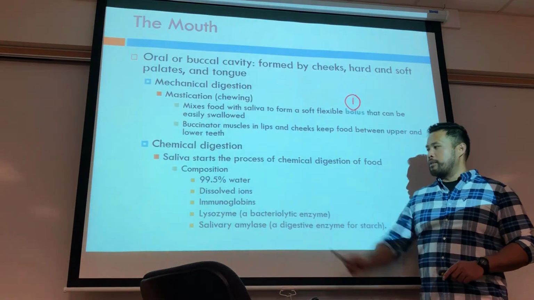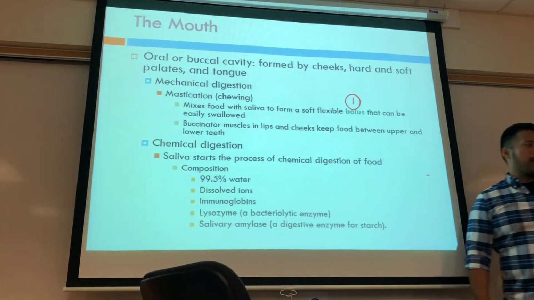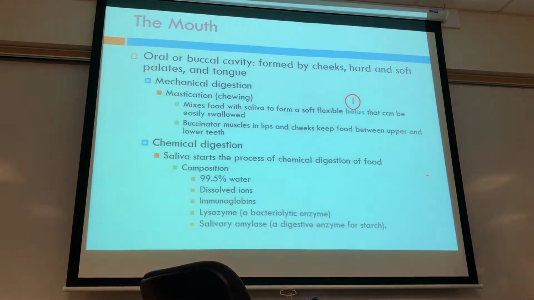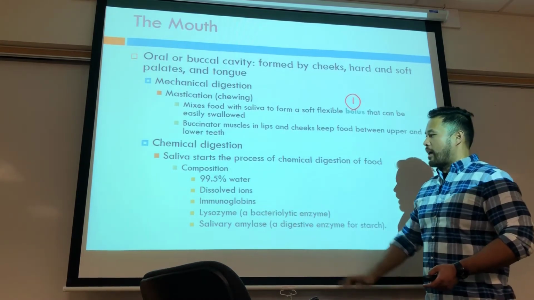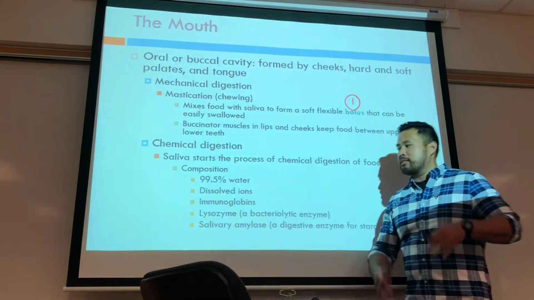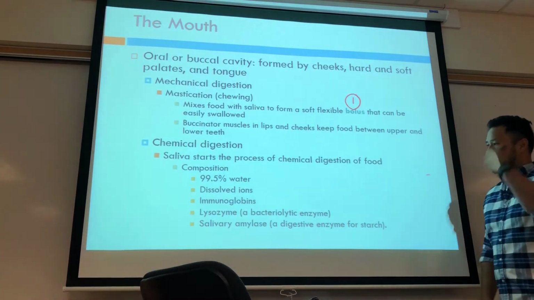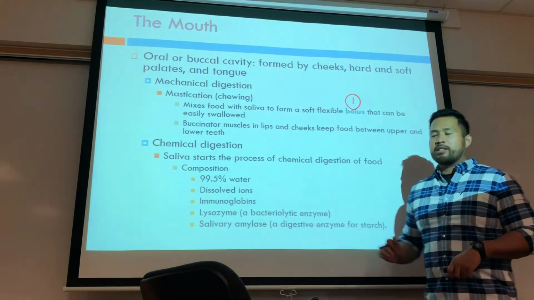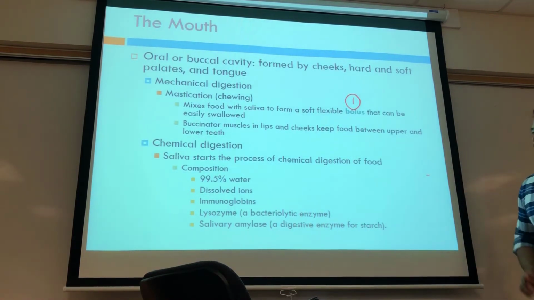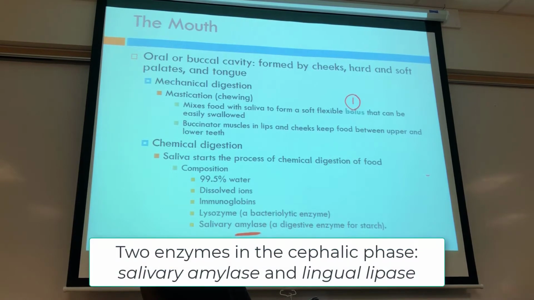Immunoglobulins are all involved in the immune system. These help prevent any viruses or bacteria that come in, as the immunoglobulins attack them to prevent them from entering into our body. Lysozymes are a bacteriolytic enzyme, basically breaking down bacteria, things that don't belong. And then the first of our enzymes is called salivary amylase. Amylase is a digestive enzyme for starch. It's what we first use to break down starch.